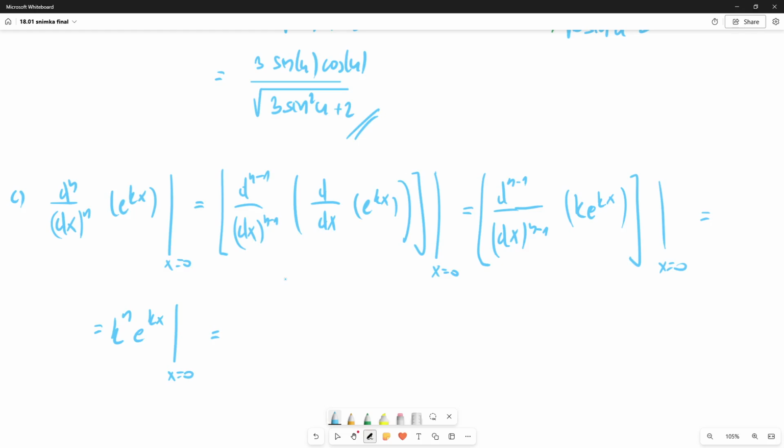E to the power of k times x, where x is equal to 0, is equal to 1, so the final result is k to the power of n.